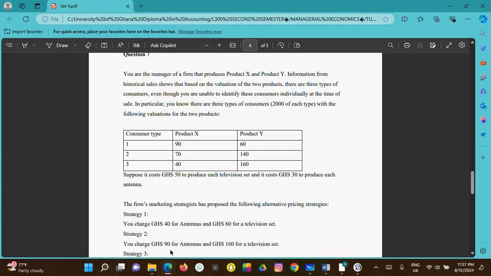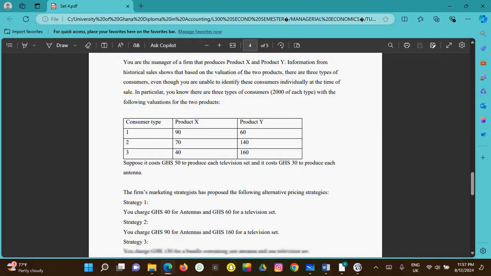So each consumer type has 2,000 people in it. Let's say the following valuations for the two products, product X and product Y. Product X is antenna, and product Y is television. Suppose it costs 50 to produce each television set, and it costs 30 to produce each antenna.